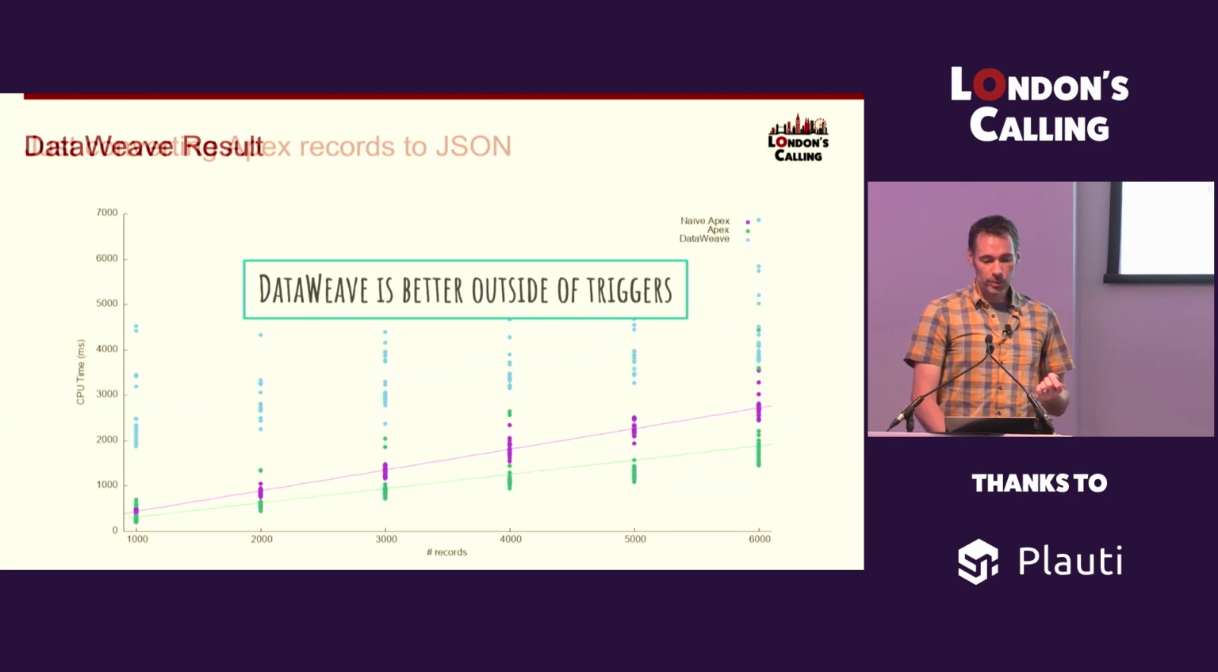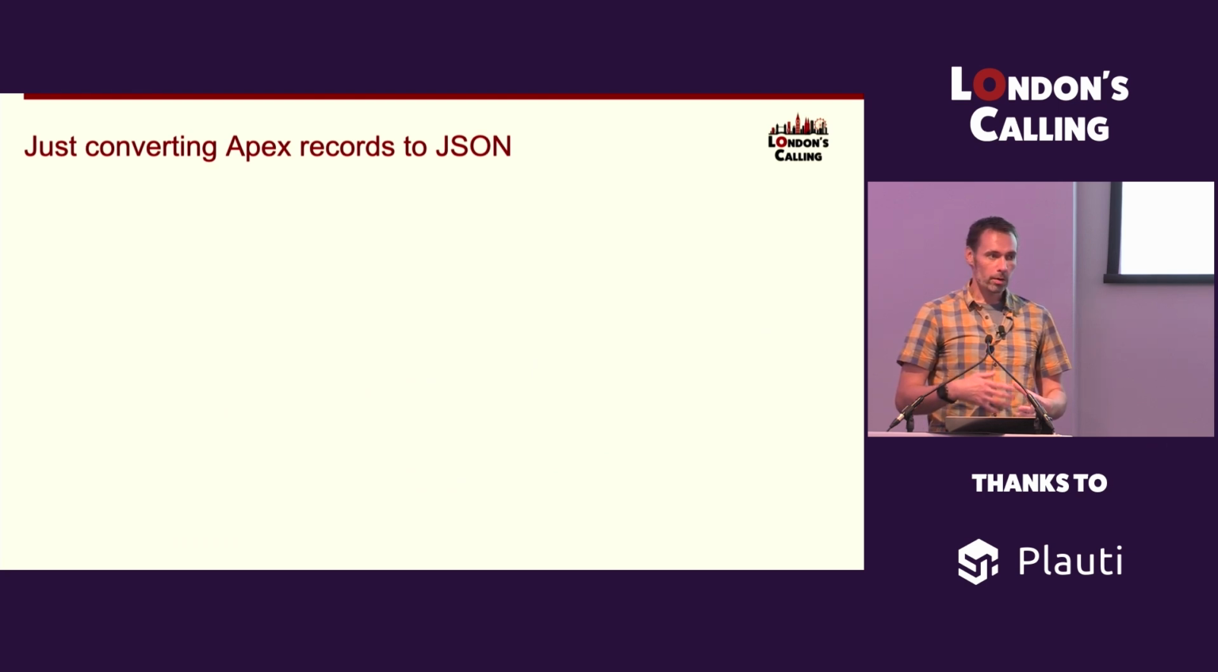So I was wondering what part of DataWeave it is that's causing it to be slower than Apex. So I thought, we're going from one language to another. Is it crossing that language barrier that's making us so slow? So if I wrote a very simple DataWeave script that just takes a list of records and converts them to JSON and returns it, what kind of performance do we get from that?